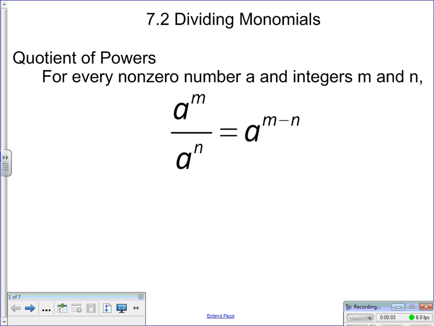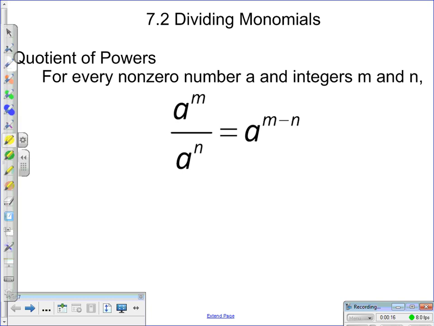Lesson 7.2, dividing monomials. The first thing we're going to look at is quotient of powers, which talks about division. When you're dividing two bases that are the same, all you need to do is subtract their exponents. Let me show you what that looks like with some letters or some numbers.